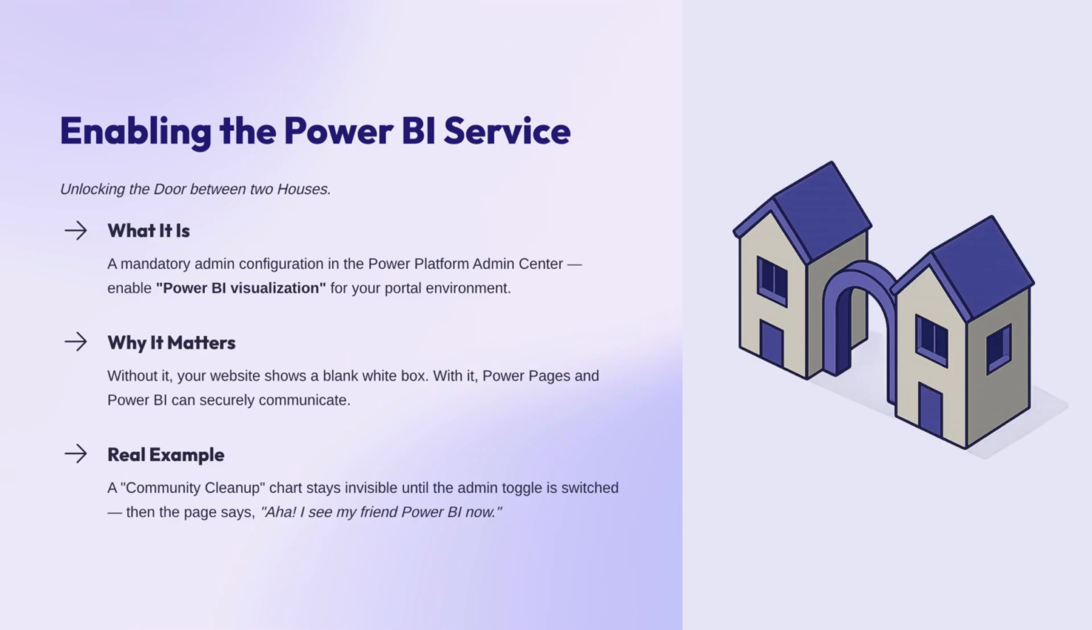Imagine a dummy example. You want to show a community cleanup chart on your neighborhood website. If the gate is locked, the website will just show a blank white box. But once you toggle that switch in the admin center, the website says, "Aha, I see my friend Power BI now." You've probably noticed at the office how some tools need permission to talk to each other. This is that first handshake. Let's break this down together. We are setting the foundation for our visual intelligence.